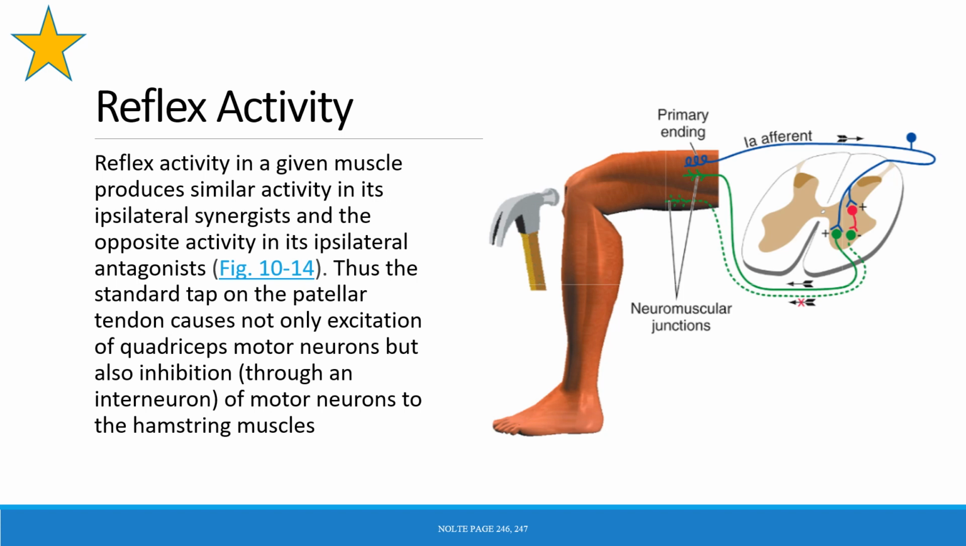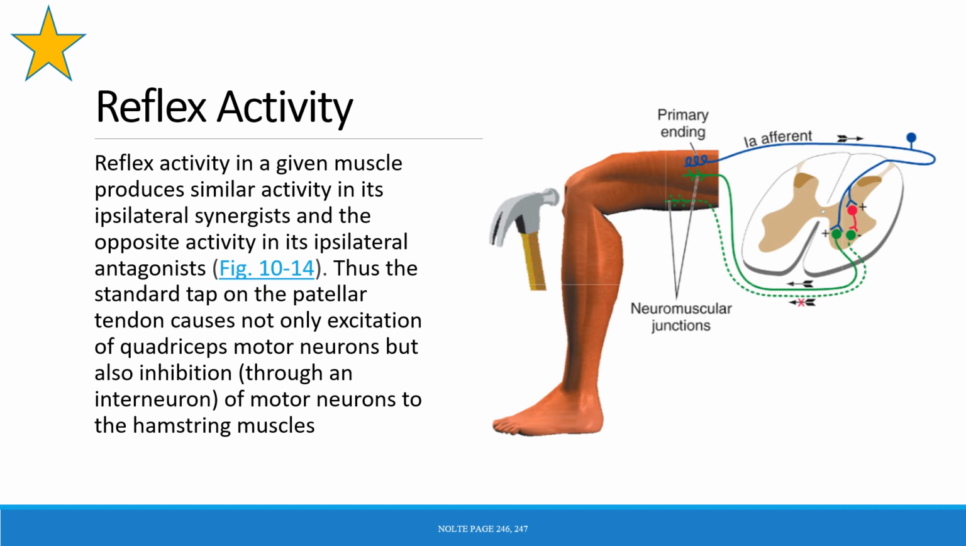Reflex activity, this picture is from your book. I think it's kind of funny because it uses an actual hammer instead of a reflex hammer. But reflex activity in a given muscle produces similar activity in its ipsilateral or same side synergists, muscles working together, and the opposite activity in its ipsilateral antagonist. Thus, the standard tap on the patellar tendon causes not only excitation of quadriceps motor neurons, but also inhibition through an interneuron of motor neurons to the hamstring. This is what your book is telling us. That's why I put in all those other slides to really illustrate it and kind of drive that point home.